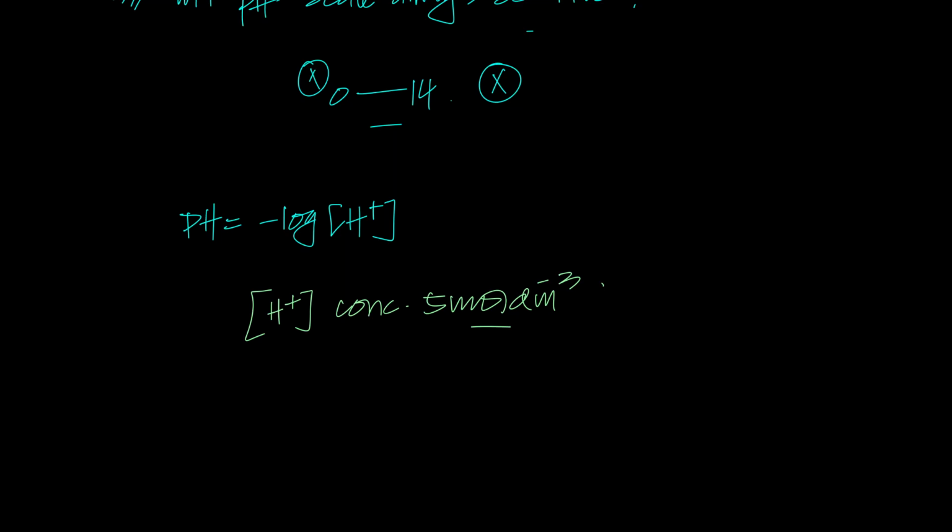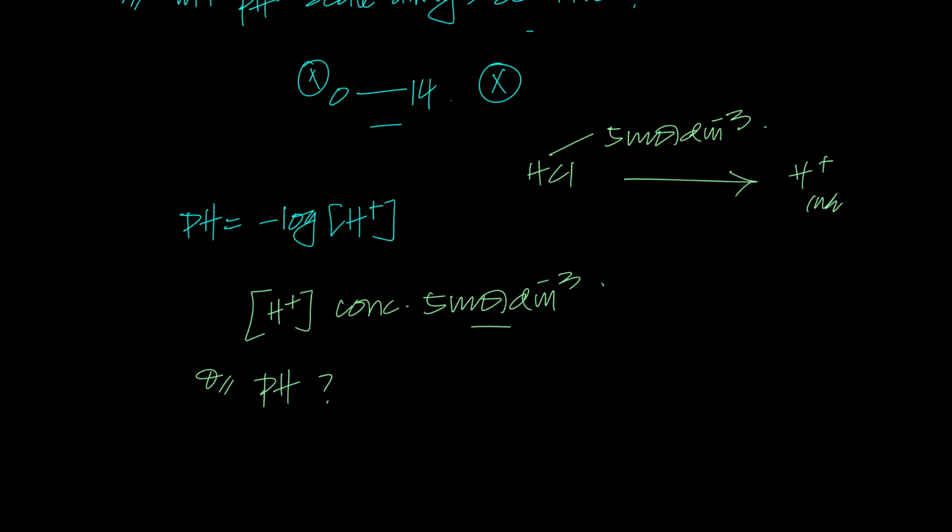5 mole per dm cube. Can you guys calculate the pH for it? Let's suppose there's a very strong acid, let's suppose hydrochloric acid, and it has a concentration of 5 mole per dm cube. And since it fully ionizes in an aqueous solution, the hydrogen ions are also going to have a concentration of 5 mole per dm cube, right? So effectively, you have 5 mole per dm cube hydrogen ions.